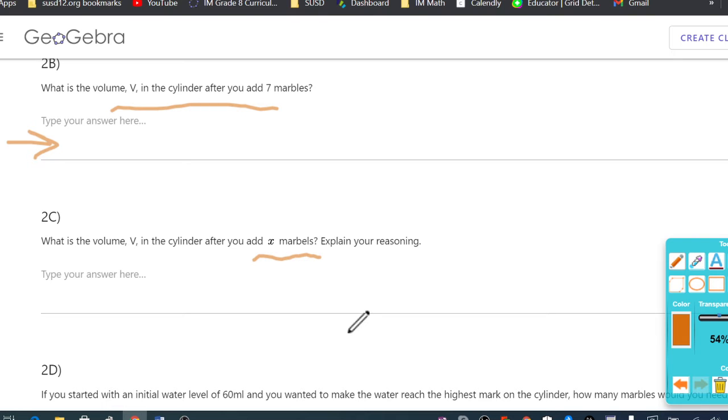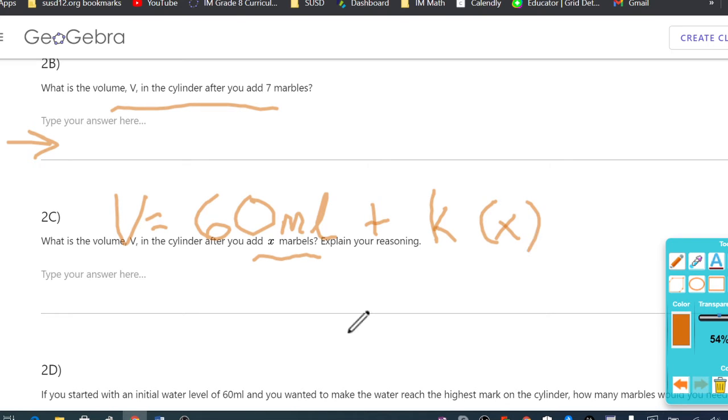So here you're going to need to make an equation. The volume equals, well, you start with 60 milliliters of water plus some rate that the water increases, our constant of proportionality, times X number of marbles. Now, what is this K? The K is how much the water level rises with each marble.